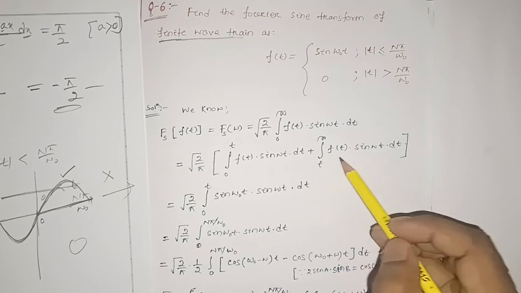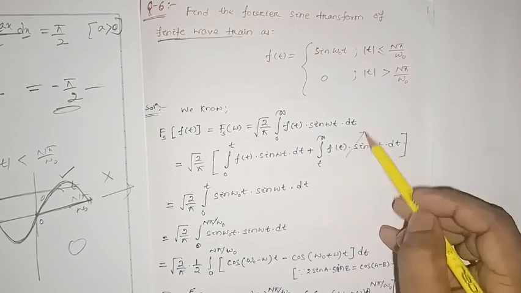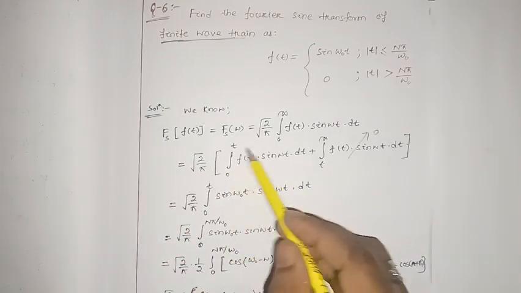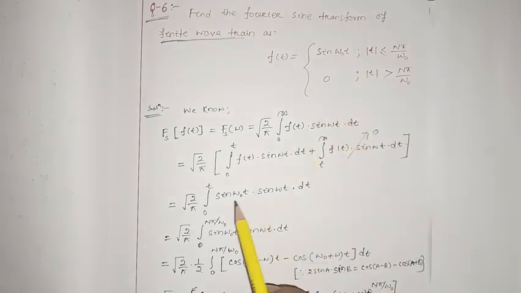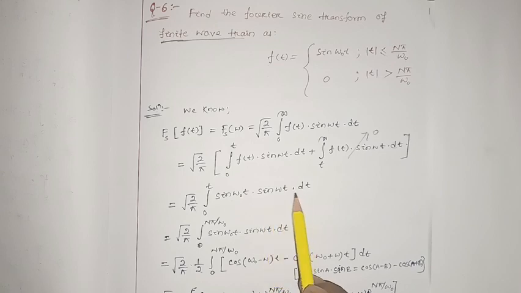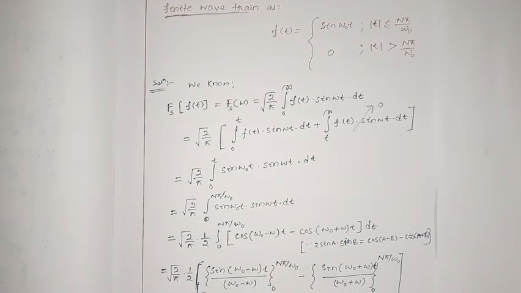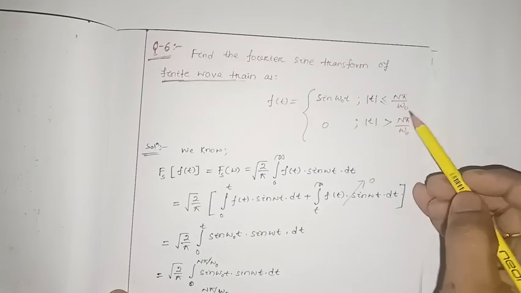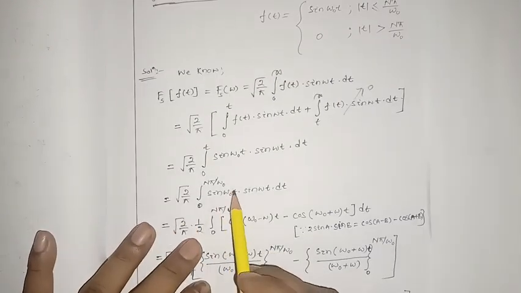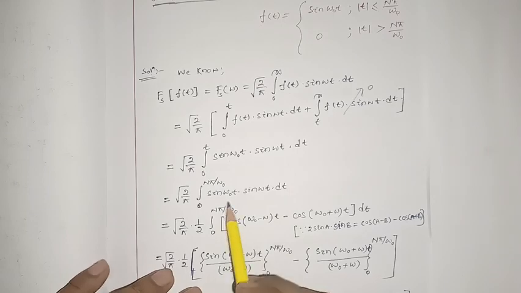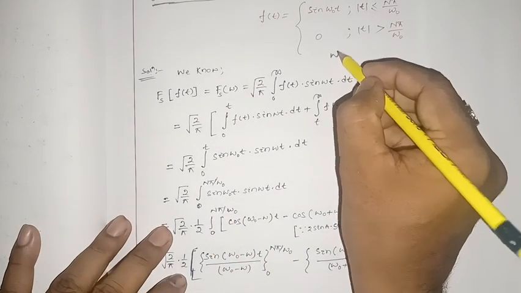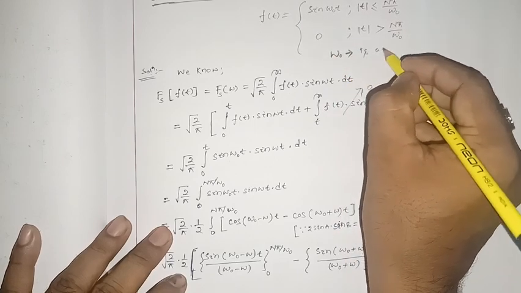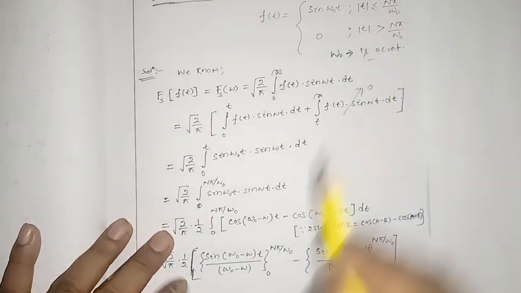So in between T to infinity, this function f of t value is 0, so this integral value will be 0. But in this limit, that is 0 to T, f of t value is sine omega naught t. I just substituted it, sine omega t is already there into dt, right? So here we found root over 2 by pi, 0 to T, where T is nothing but n pi by omega naught. Here it is given in the question, sine omega naught t into sine omega t dt. And here omega naught is a constant.